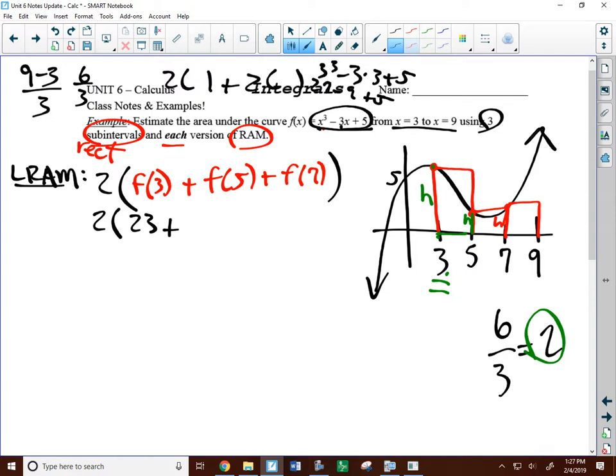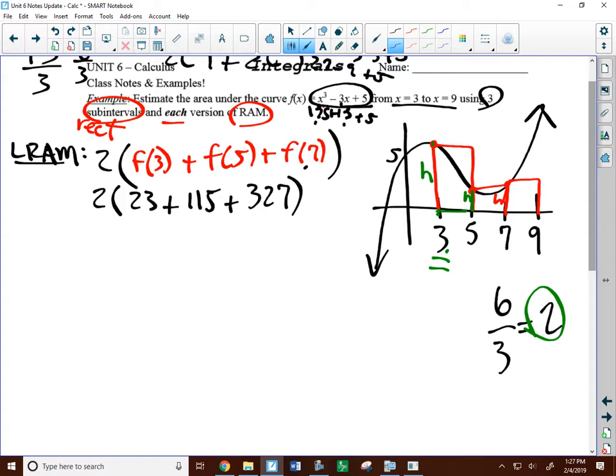So f of 5. 5 cubed minus 3 times 5, 15, plus 5. So I got 115. It's 125 minus 15, 110 plus 5. Okay, plus f of 7. So when I plug in 7, 327. Sum them, times it by 2, and that's it.